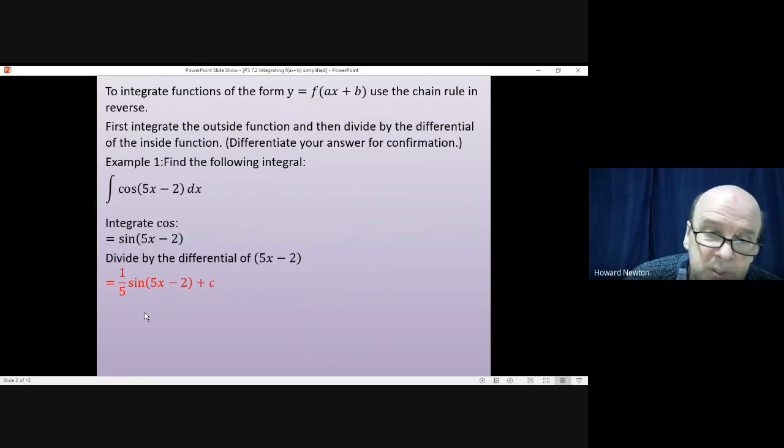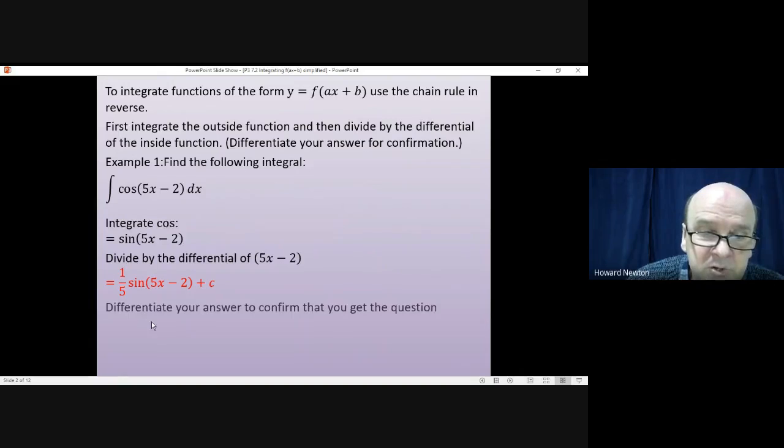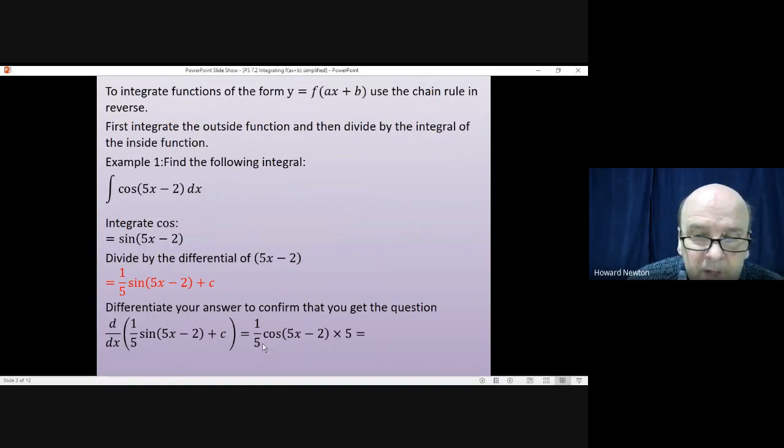It's always a good idea with integration just to differentiate your answer very quickly to make sure it does take you back to the question. If I differentiate this, I will get 1/5 times the cosine of 5x minus 2, as I differentiate the sine, times 5 when I differentiate the 5x. And the 5 and the 1/5 cancel each other out, and they always should on this type of question, leaving you with the cosine of 5x minus 2, which is the question we wanted.